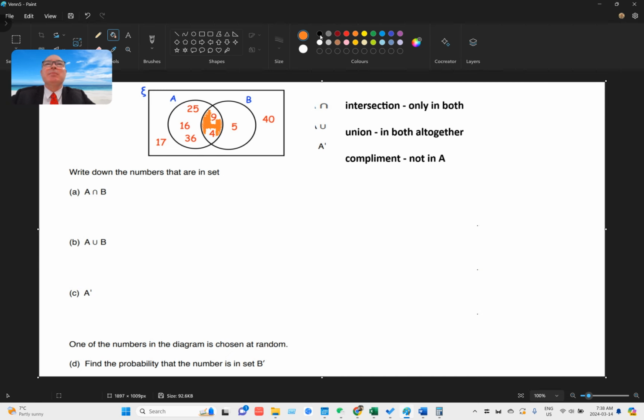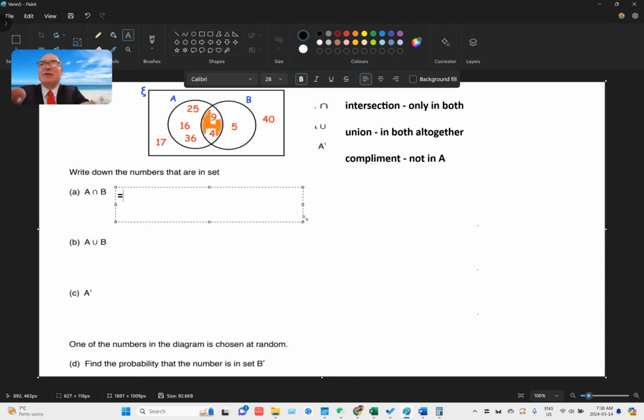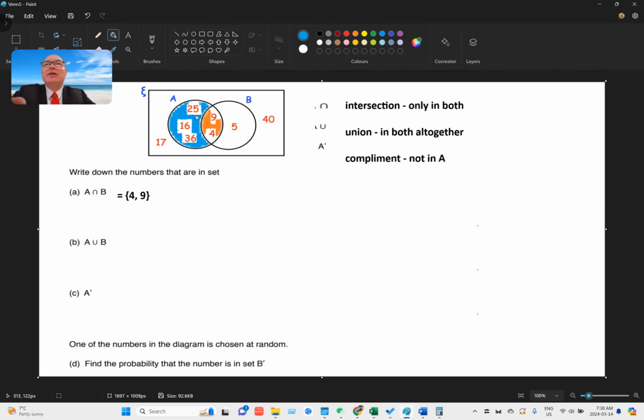So back to here, and we're going to write down, don't forget your brackets, 4 and 9, only in both. Now the U here stands for union. That means in both all together. So we want to know all the values that are in A. Let's add another color here. Blue, fill, here, here, and here. All together in A and B.